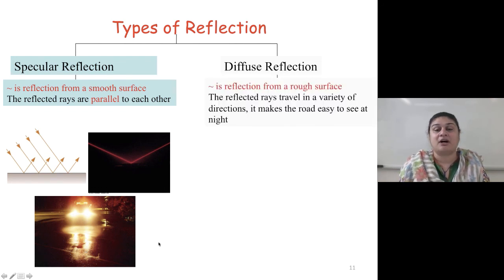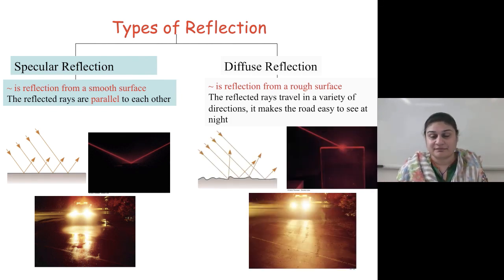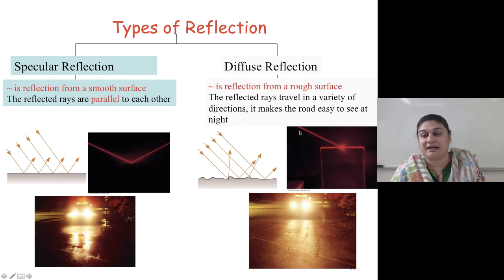Diffuse reflections are reflections from a rough surface. These reflected rays travel in a variety of directions. For example, this kind. Diffuse reflections don't have a particular path; they get diffused all over the place. And that makes the road easy to see at night.